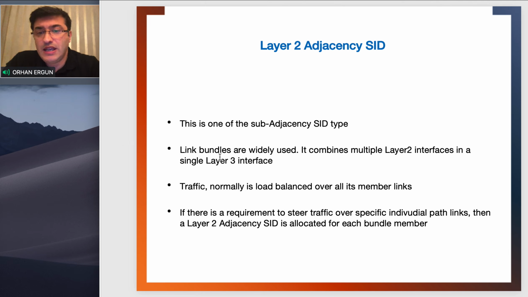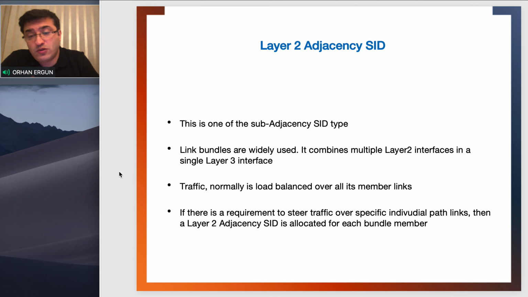Okay, so link bundles are widely used. It combines multiple layer 2 interfaces into a single layer 3 interface. So maybe you have 8 links in a bundle, but all of them layer 2. So when you have 2 routers, I'm not going through the multi-chassis bundles, etc. So 2 devices, bundle, layer 2, and when you want to run, let's say, OSPF or IS-IS, just a single OSPF neighborship, that's it, not 8. Right? So it reduces the layer 3 complexity in that case.